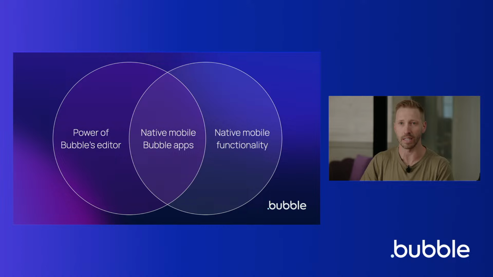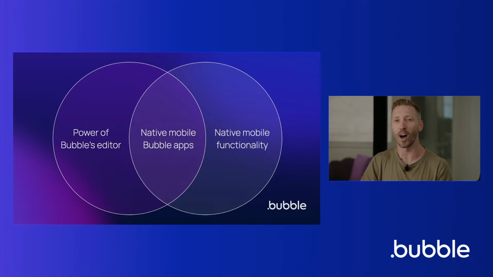iOS has human interface guidelines, Android has material design. They both have manual review processes. And users expect certain navigation patterns, specific interactions, and native feeling services. So we had this fundamental question. How do we preserve Bubble's flexibility while embracing what makes mobile apps feel truly native?